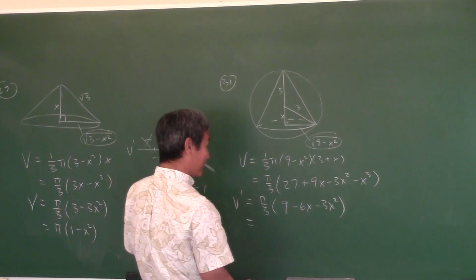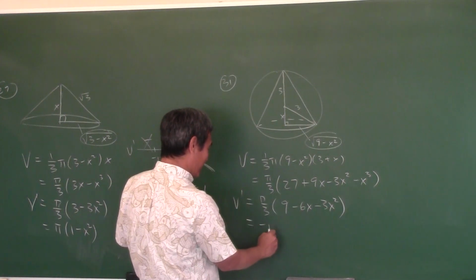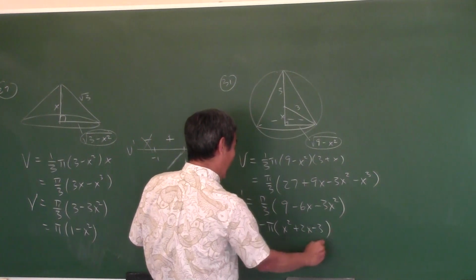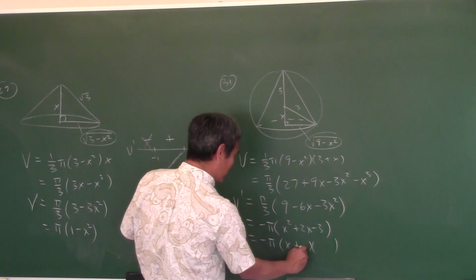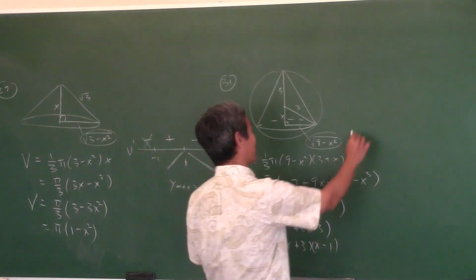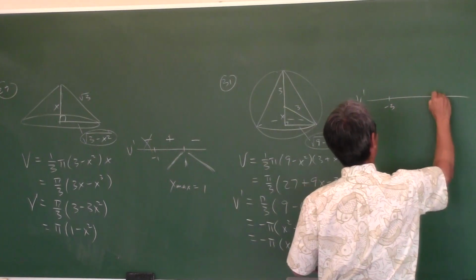Factor out a negative 3, right? So you're going to get negative 3 pi times x squared plus 2x minus 3. And look how beautiful that is. That factors: x plus 3, x minus 1. So when we make our number line, hurrah! We got negative 3 and 1.